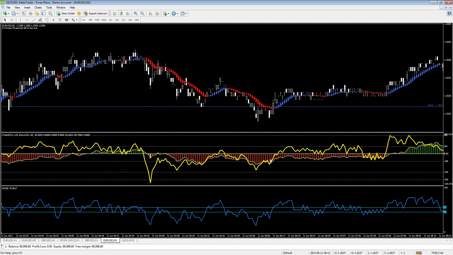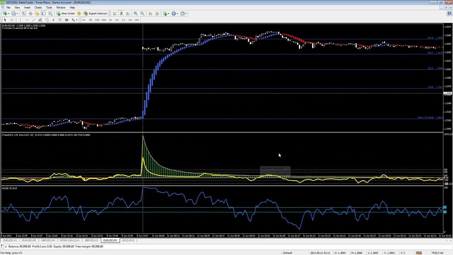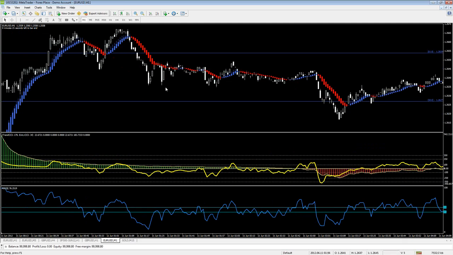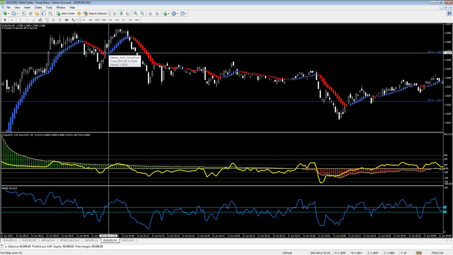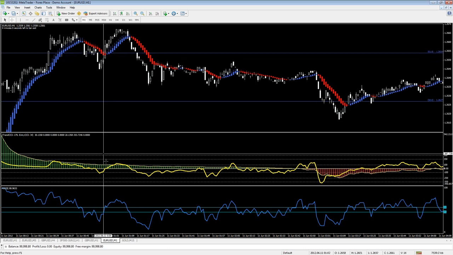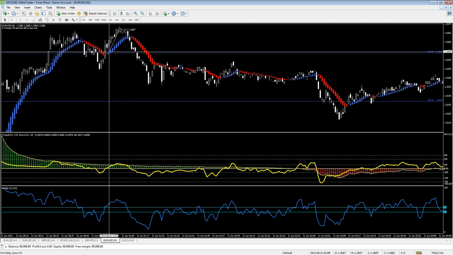Okay, let's look for a long trade somewhere. So obviously, here there's a small setup for long. The Heikin Ashi is blue. The RSI is above 45. The histogram is green, and the yellow line is going up.